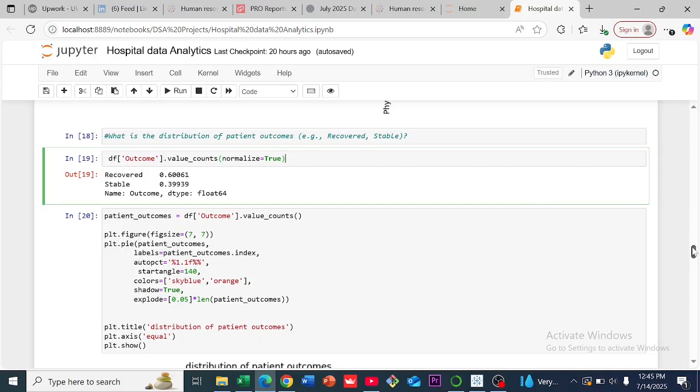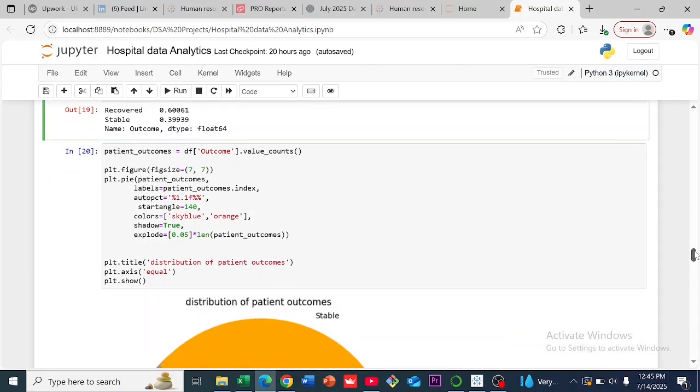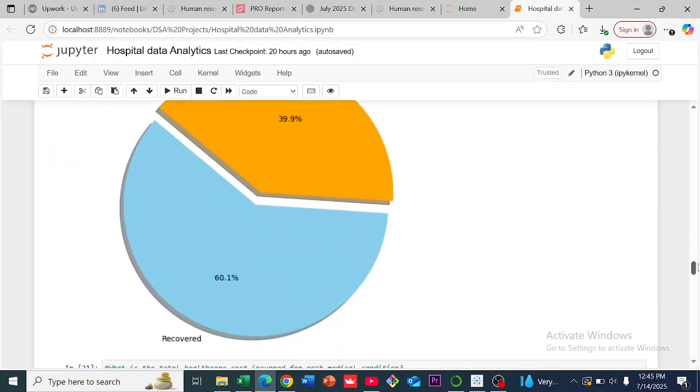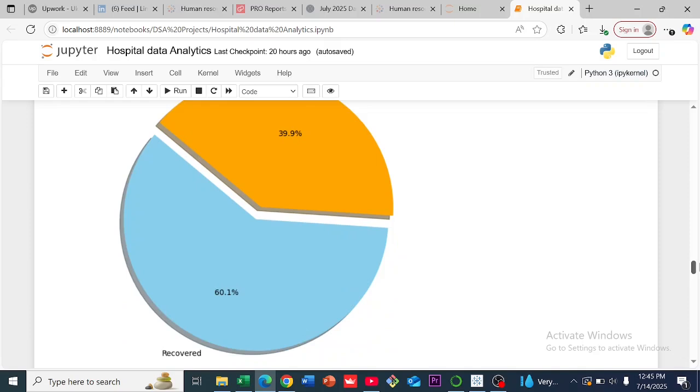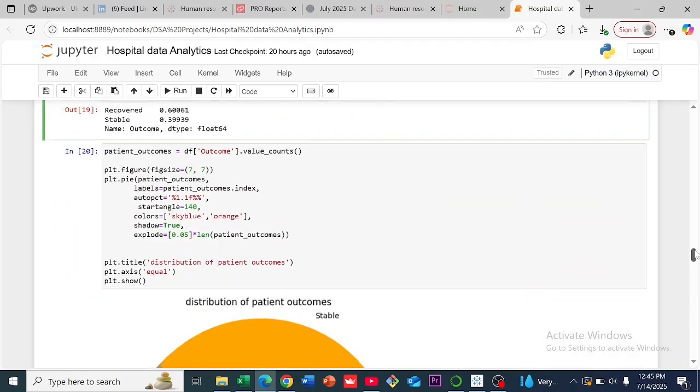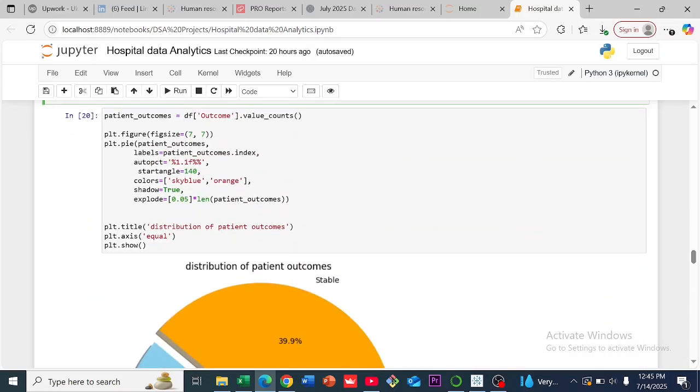So now the next thing I'll be doing is to create a pie chart that shows me the distribution of this patient outcome. You can see this pie chart, and for the recovered aspect we have 60.1%, while for the stable aspect we have 39.9%. And these were the lines of code I had to write to be able to create this chart. So I first of all saved this as patient outcomes and used the plt.pie method this time around.